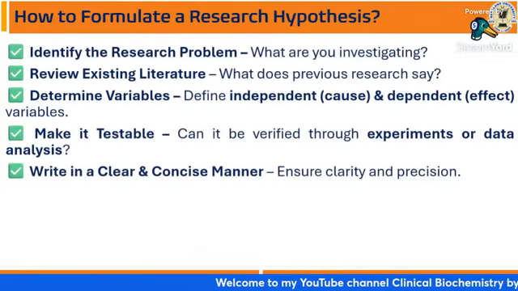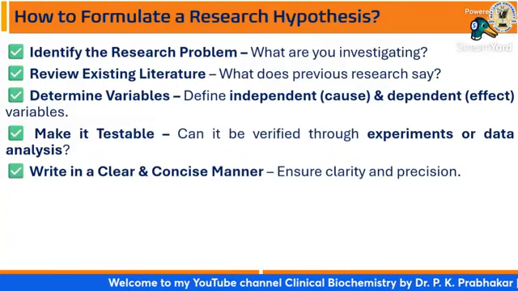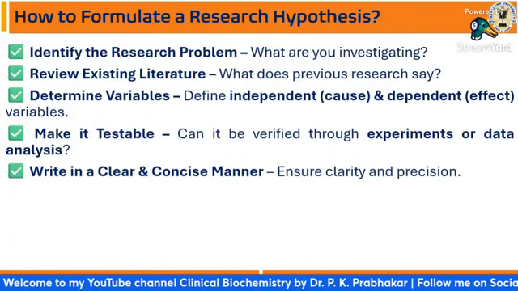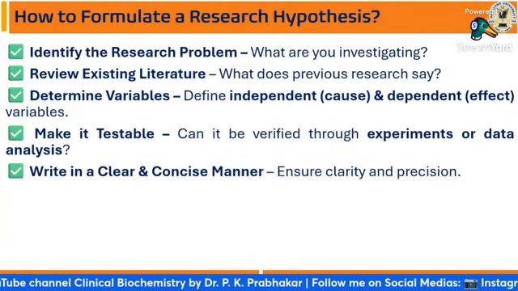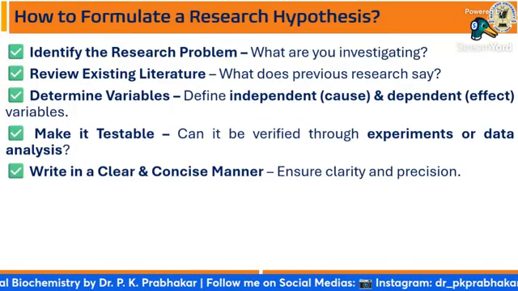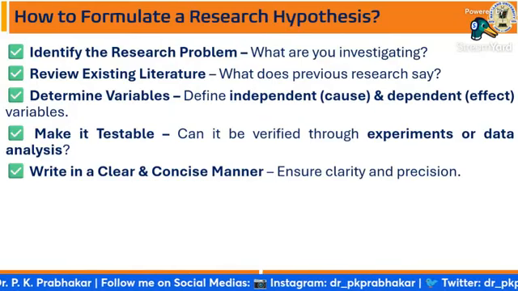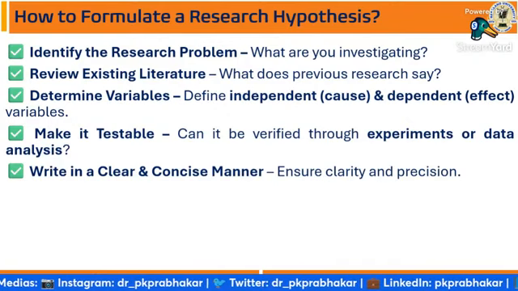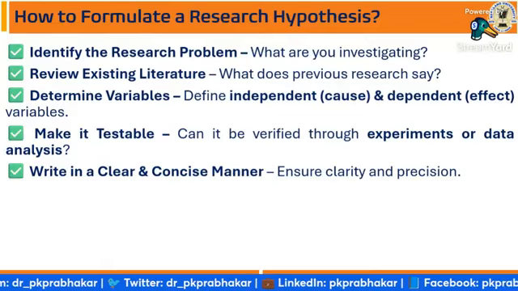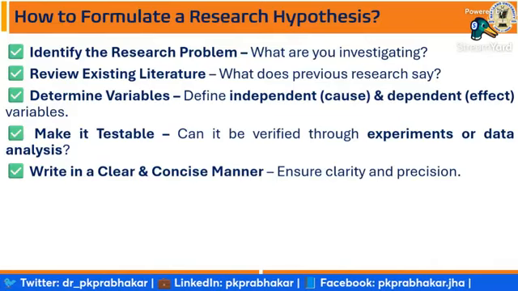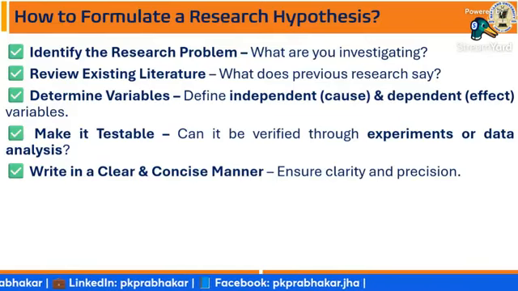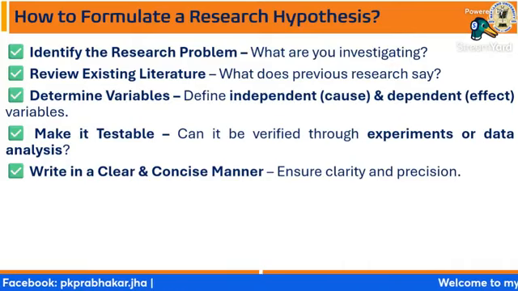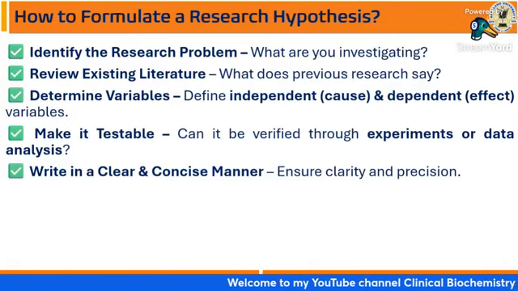How we can formulate these research hypotheses: first identify the research problem, so what exactly you are going to investigate. Then review the existing literature, what has already been done, which is available on different offline and online tools. Determine the variables: define the independent variable, which can be causative, and the dependent variable, which is the effect. Make it testable, so it can be verified through an experiment or data collection and the data can be analyzed. And write it in a clear and concise manner, ensuring clarity and precision in your hypothesis.